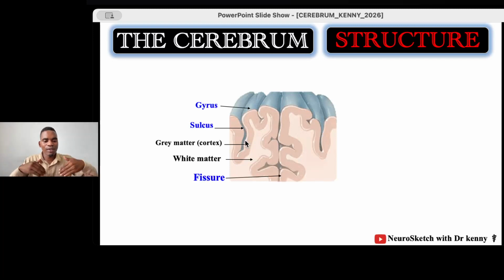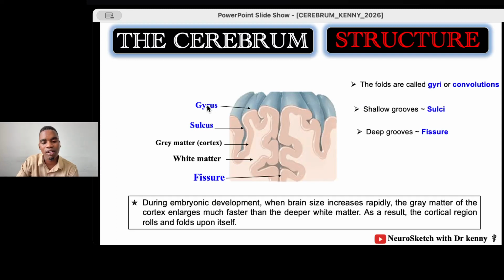So when it's folding upon itself, it's increasing the surface area for different activities of the brain. Now, these convolutions, these foldings, create elevations and depressions. The elevations are called gyrus if singular, and in plural, gyri or convolutions. The depressions are called the sulcus, and in plural they are called sulci.